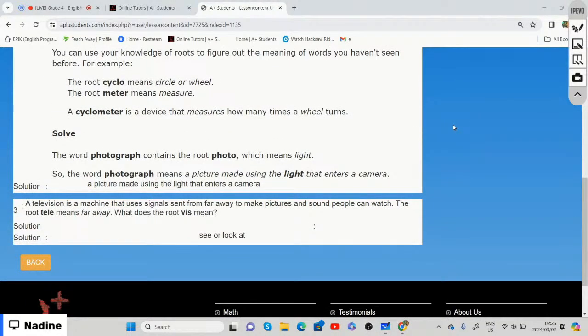So now we were at photograph, right? The word photograph contains the root photo. Photo is the root which means light. So the word photograph means a picture made using the light that enters a camera, a picture.